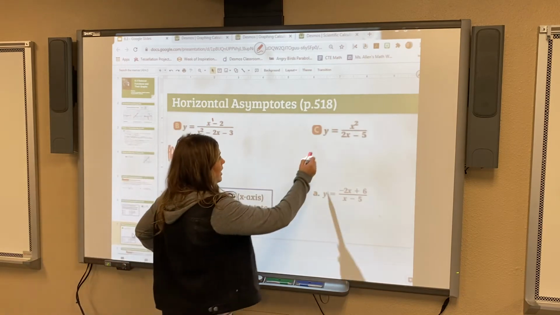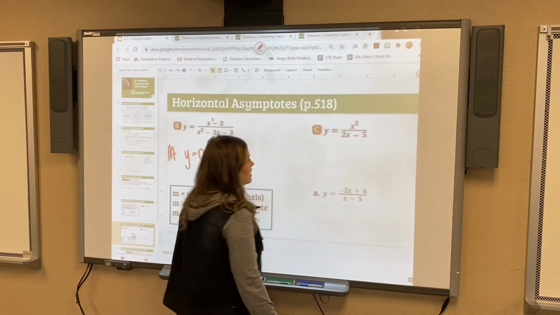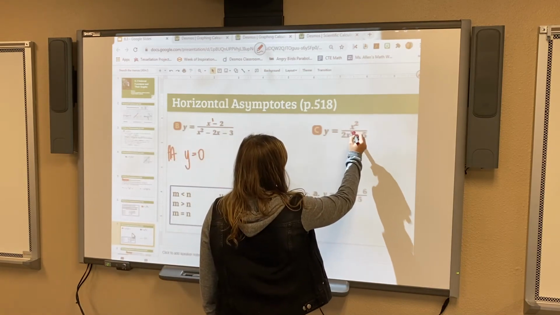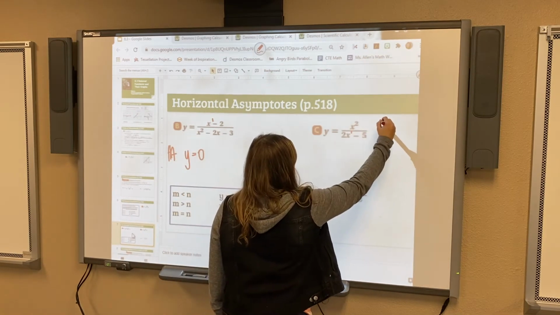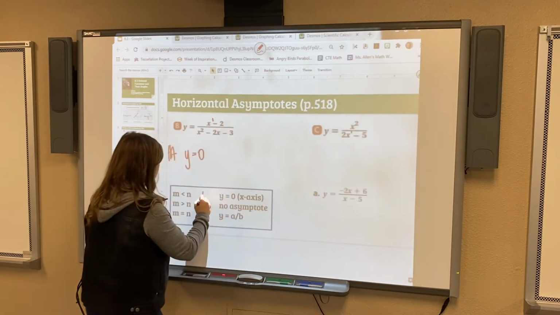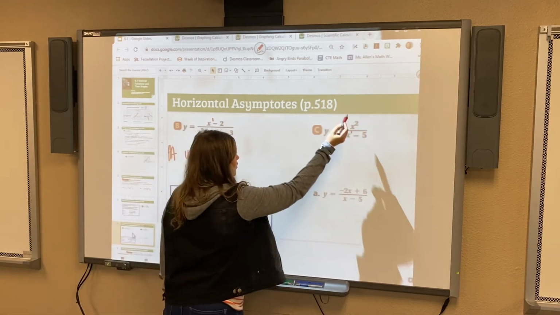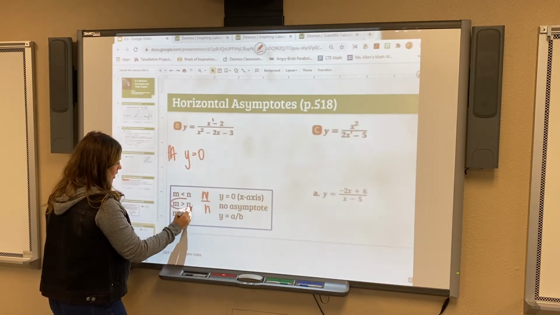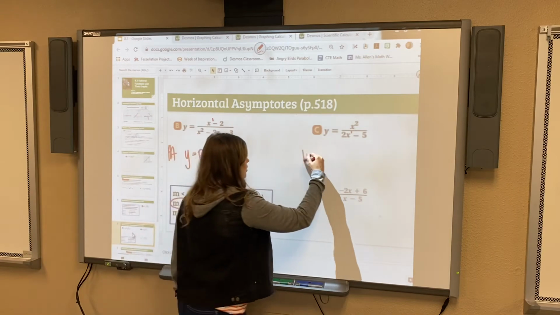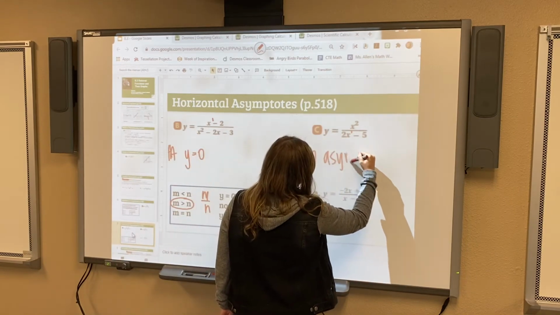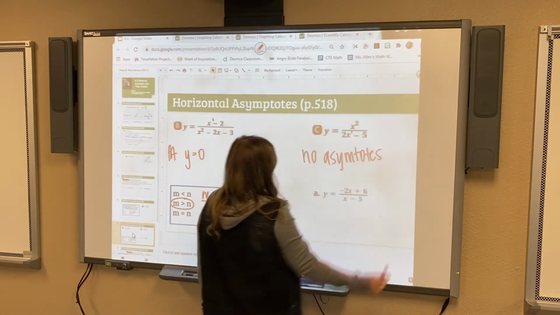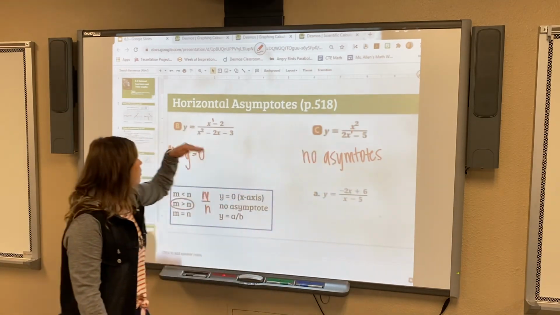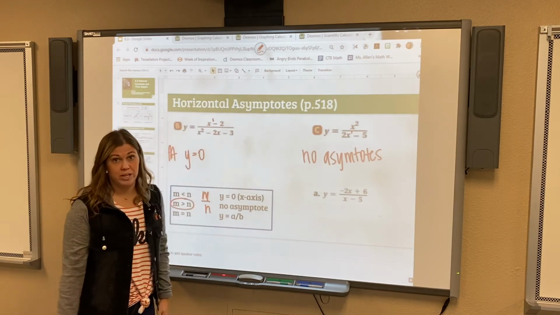Here at C, we have y equals x squared over 2x minus 5. Again, we just look at the degrees. So here we have x squared, so 2 over 1. So m is bigger than n. Okay, 2 over 1, the 2 is bigger than the 1. M is bigger than n, so that would be this one. So that means there's no asymptotes. Okay, so top bigger than the bottom, no asymptotes. Bottom bigger than the top, your asymptote is at y equals 0.